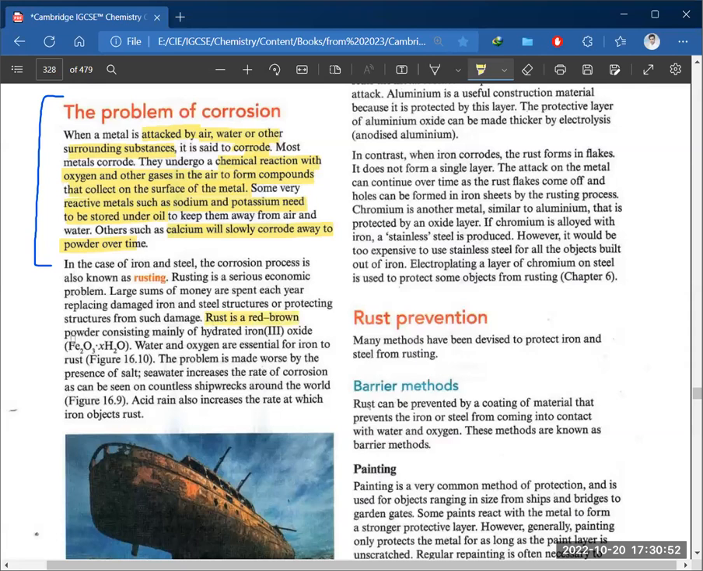Now, next thing we have to continue from here, read from here. Rust is a red-brown powder consisting mainly of hydrated iron(III) oxide, Fe2O3.xH2O. Water and oxygen are essential for iron to rust.